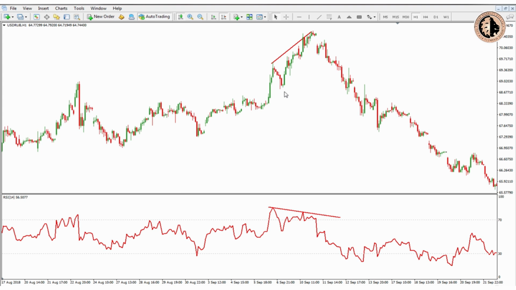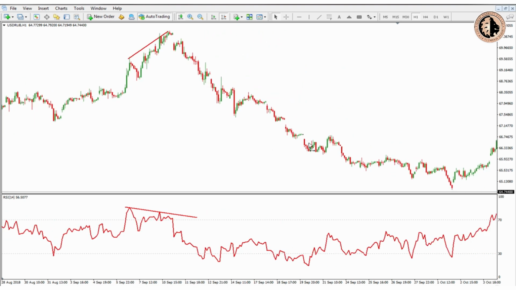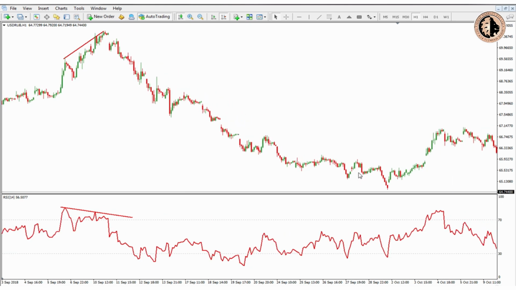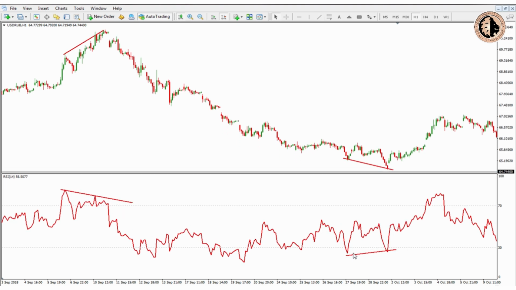We can also see a bullish divergence here. What do we have? The chart shows a lower bottom than the previous one, but the RSI indicator, I hope you see, shows a higher bottom than the previous one. So it is a bullish divergence, and it tells us that there may be a trend reversal, in this case from a downtrend to a rising trend.